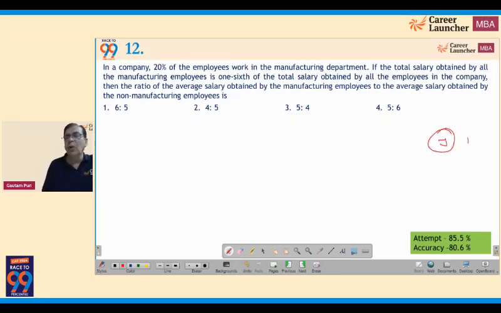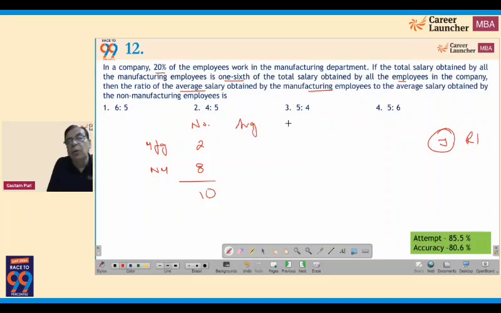Jugaad. Round 1. In a company, 20% of the employees work in the manufacturing department. Total salary obtained by all manufacturing employees is 1/6 of the total salary obtained by employees in the company. Then the ratio of average salary obtained by manufacturing to the non-manufacturing. Okay. So we have manufacturing and non-manufacturing. Number of employees: let me assume that the total number of employees is 10. 20% of the employees work in the manufacturing department. That means 8 do not work in manufacturing, or 8 work in non-manufacturing.